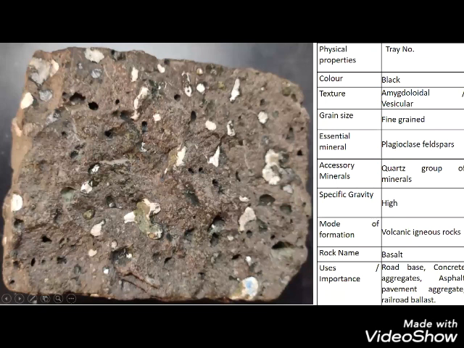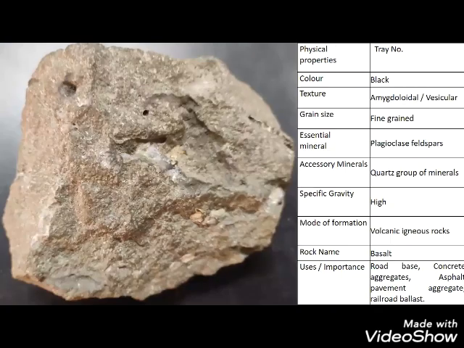Mode of formation, it is a volcanic igneous rock, and based on these particular properties, you have identified this mineral as basalt. Okay, speaking about the uses, it is used for any purpose for that matter, starting from road metals to railway ballast, or for pavements, concrete technology, anything for that matter this particular rock can be used. And this is one more basalt only.